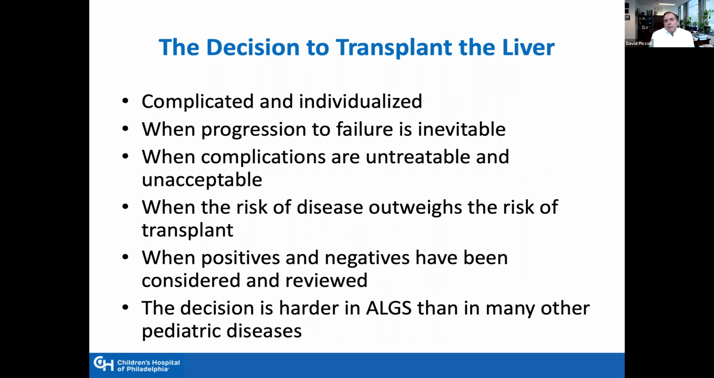So the decision to transplant the liver is complicated. It's individualized. We'll have almost an hour on it tomorrow, but we recommend it when the progression to failure is inevitable, when the complications are untreatable or unacceptable, when the risk of the disease outweighs the risk of transplant. Because transplant does have risks, and sometimes it has a mortality associated with it.